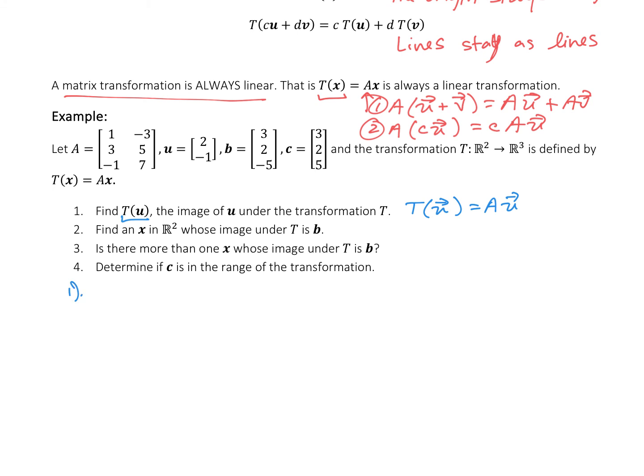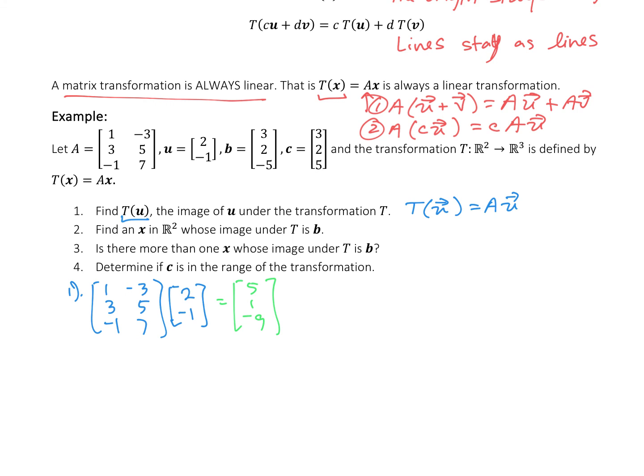That seems pretty easy. 1, -3, 3, 5, -1, 7, and we're in luck. Our U vector has the same number of entries as there are columns in A. So I'm going to let you do that multiplication on your own. Pause it, come back. Let's see how you did. All right, hopefully that was straightforward. Done.